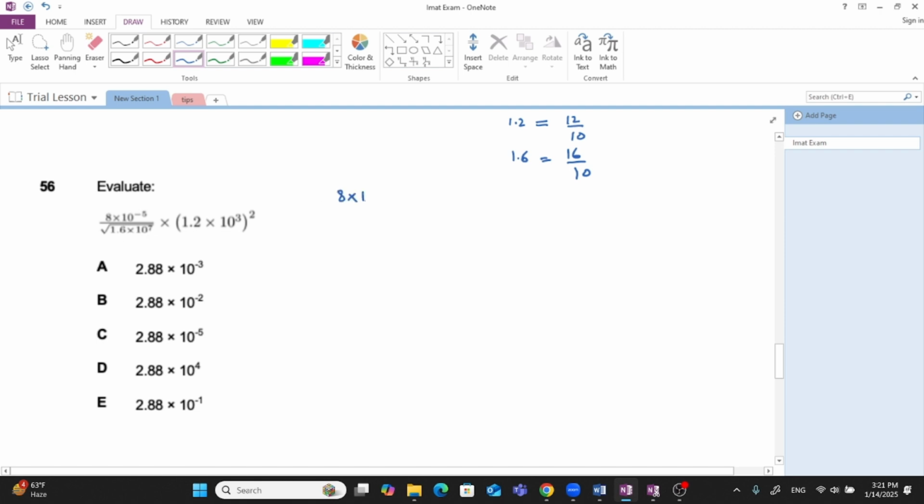Then we have 8 times 10 to the power minus 5 over 16 by 10 times 10 to the power 7, and overall to the power half. Here the denominator becomes 12 by 10 times 10 to the power 3, all to the power 2. Now we solve this. 8 times 10 to the power minus 5 over 16 times 10 to the power 6, to the power half, and here it will be 12 to the power 2 and 10 to the power 2 to the power 2.